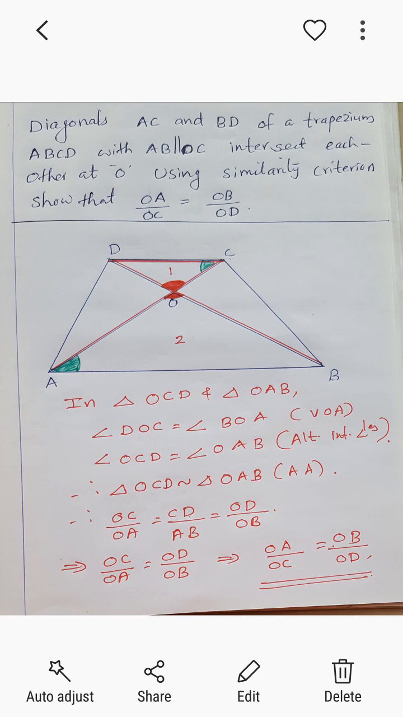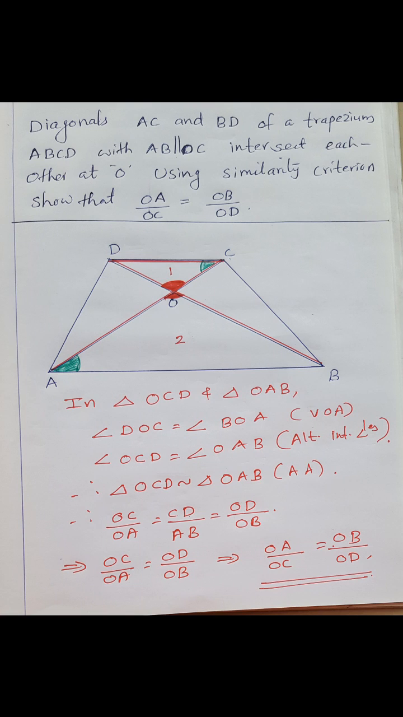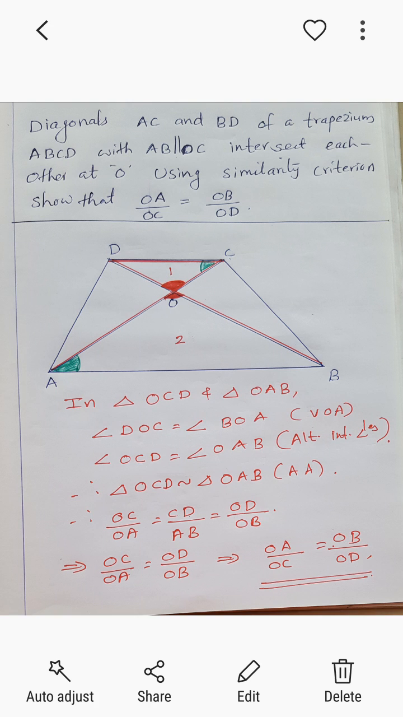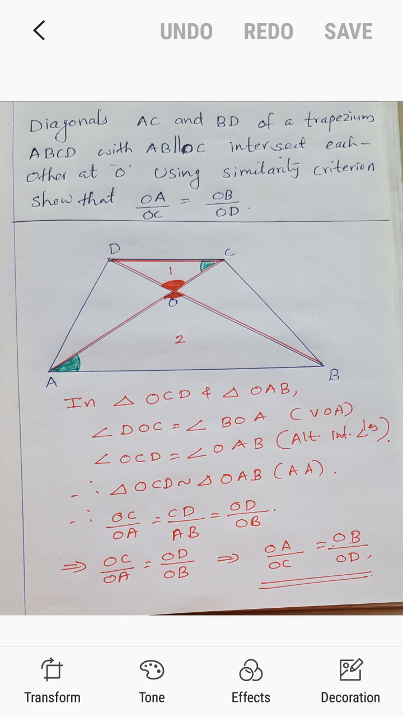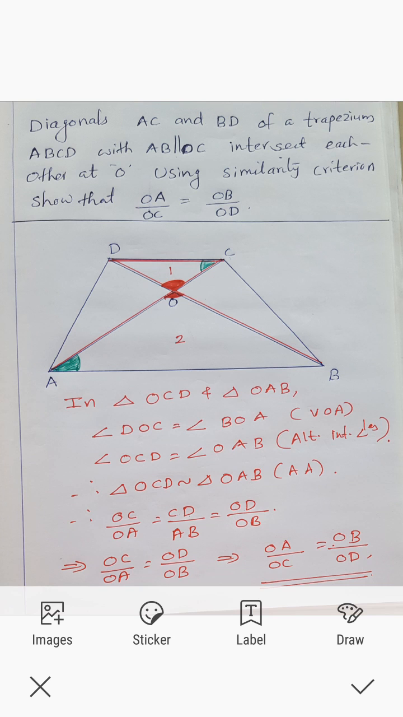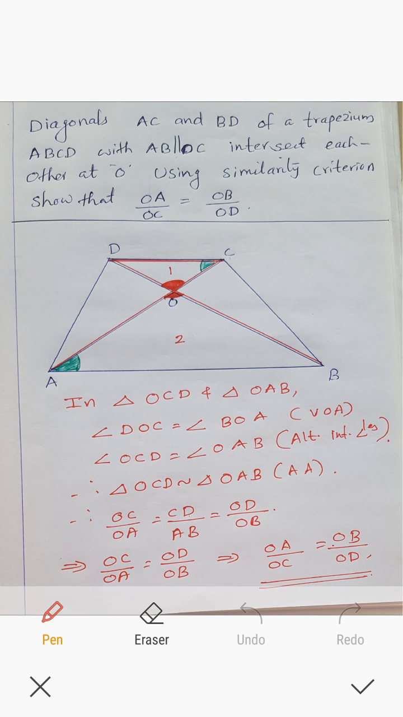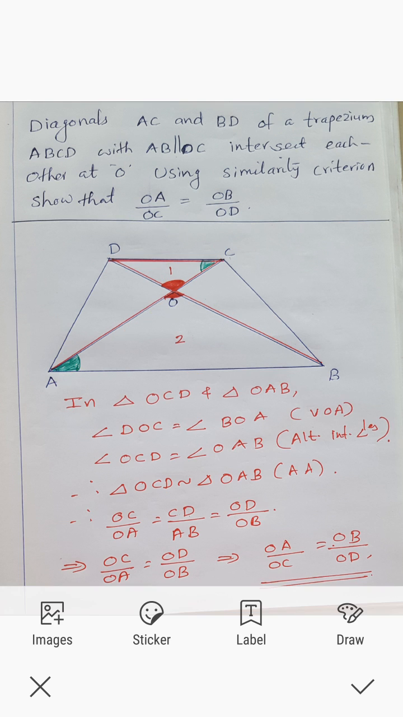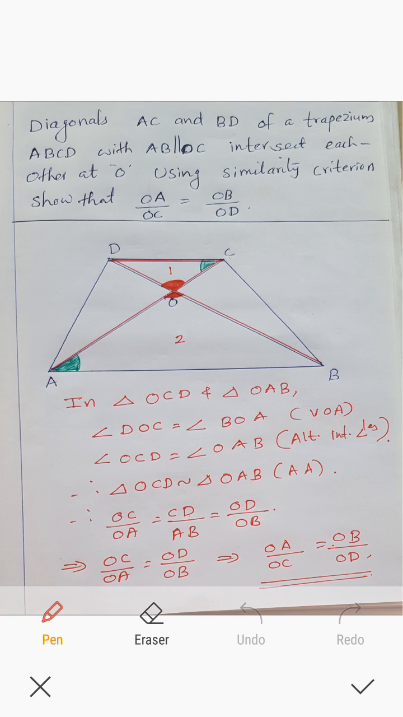And it is a textbook question. Diagonals AC and BD of a trapezium ABCD with AB parallel to DC intersect each other at O. Using similarity criterion, show that OA by OC equals OB by OD. The trapezium ABCD is drawn with AB parallel to DC, and the diagonals intersect each other at the point O. Then we have to prove OA by OC equals OB by OD.